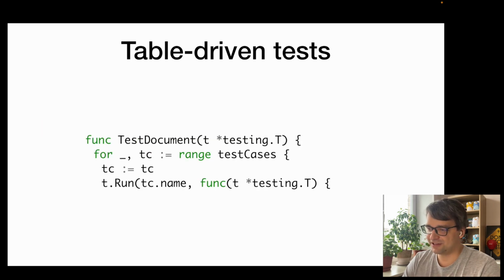And it looks like that. We just iterate over test cases and run our subtest with a name, and the name allows us to have a nice error message and also not fail on the first test case, but on each test case that fails individually.